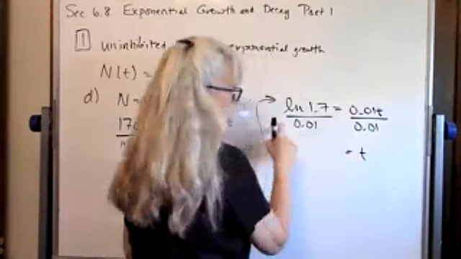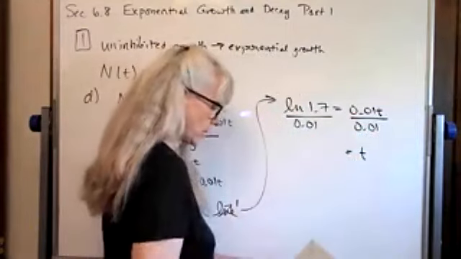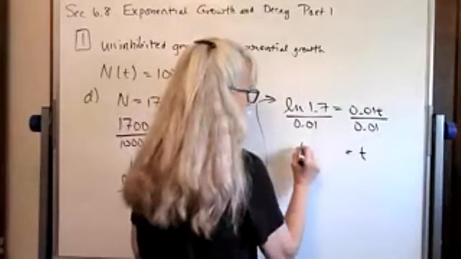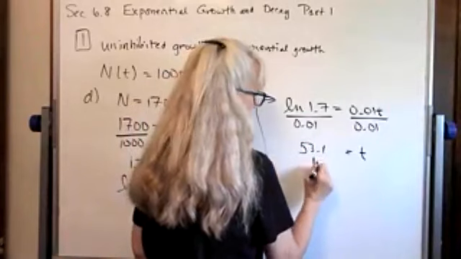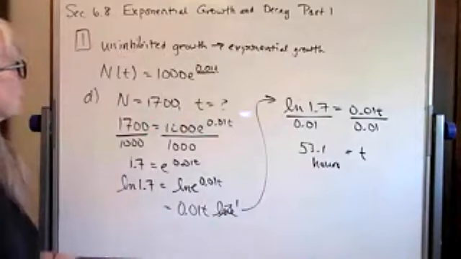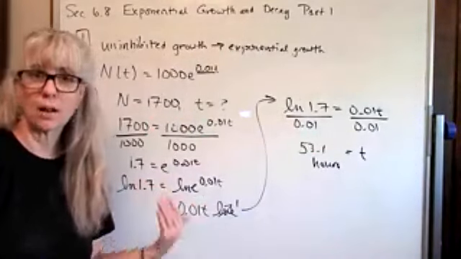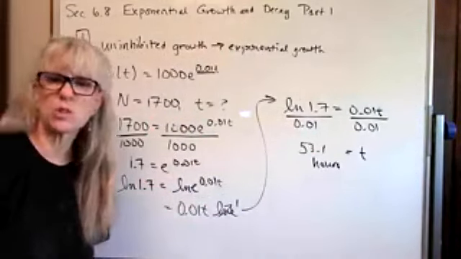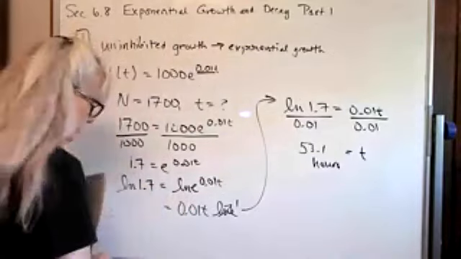So t is equal to the natural log of 1.7 divided by 0.01, and that's going to come out to be 53.1, and this is in hours. So after 53 hours, we've gone from 1,000 to 1,700. So, you know, it's a little more than 2 days. Okay, they're starting to grow now.